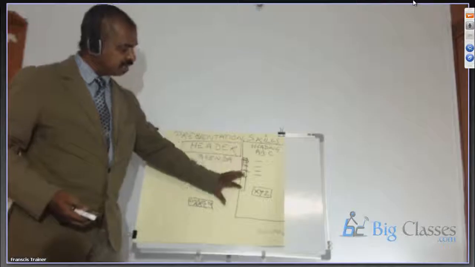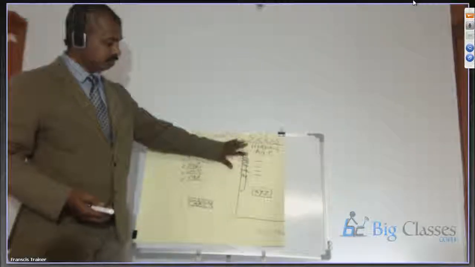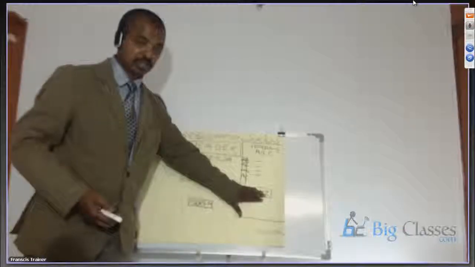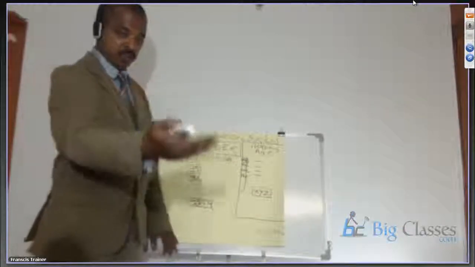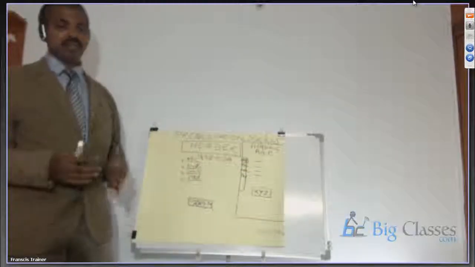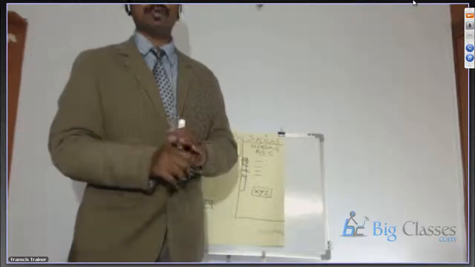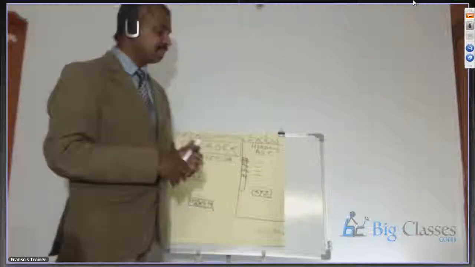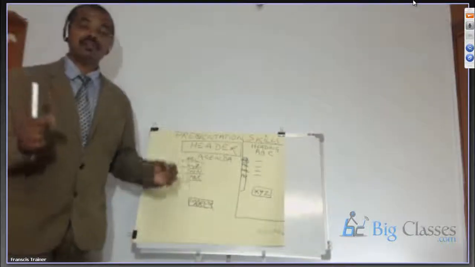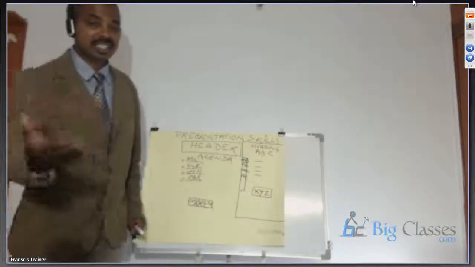Here my mini agenda is showing I have completed these many slides. Here my connector is showing what is happening in the future. And my current slide is giving me the present. So I am completely in control of the presentation. That is exactly one of the very important points in presentation skills.